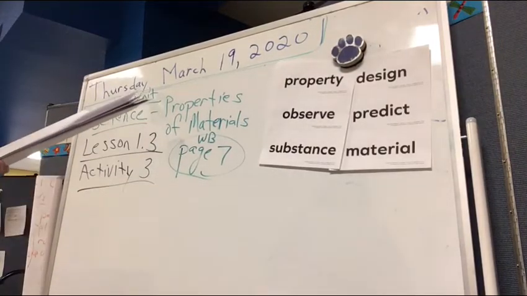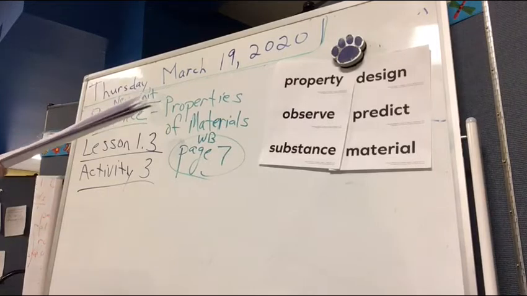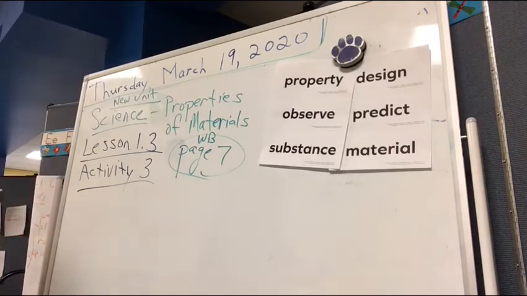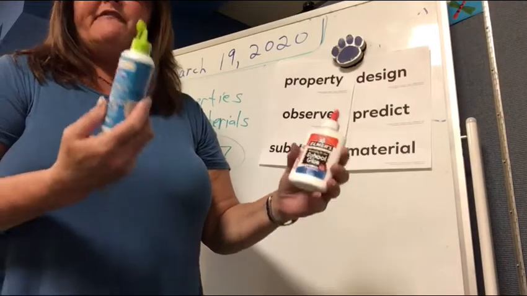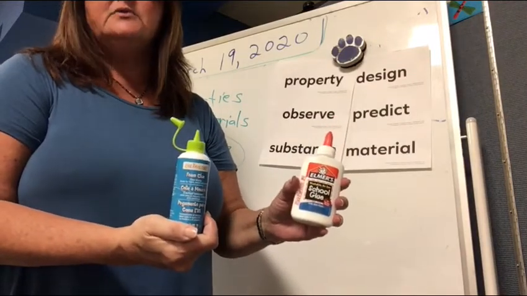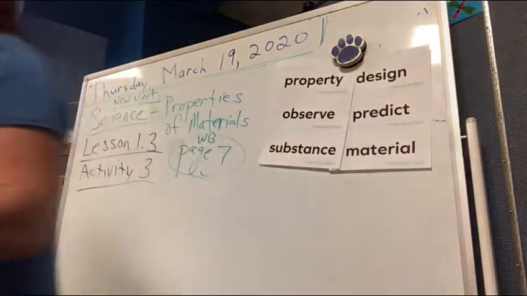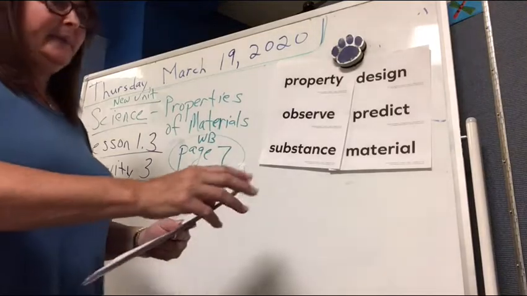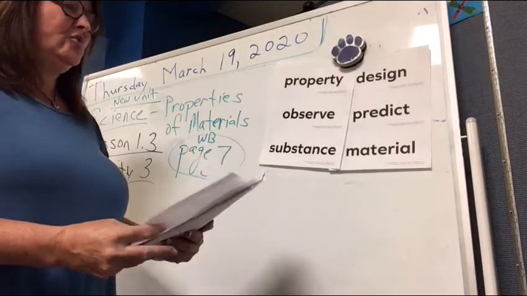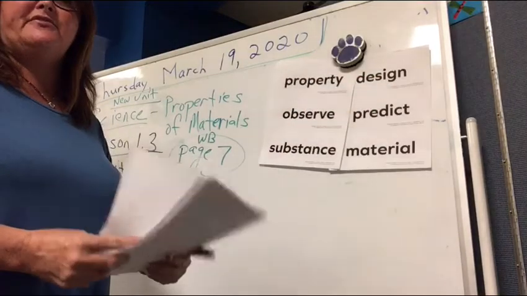So, there are different kinds of glue. Glue is a material. All glue is not the same. I have 2 different kinds of glue over here on the table. One is Elmer's glue, and this one is foam glue. We're going to figure out the difference in these 2 items by their ingredients, by their substance, and by the claims that they make of what they can do. They were designed differently to do different jobs.